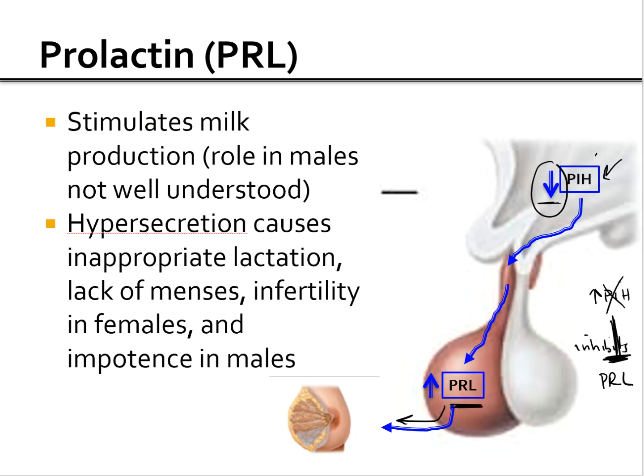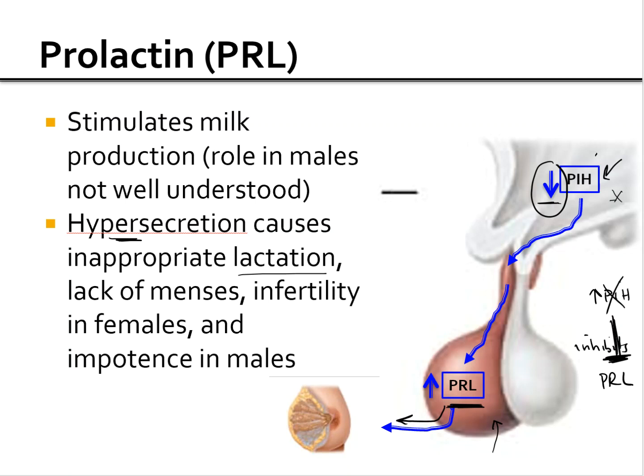But we do know when there's a hypersecretion, when there's too much prolactin, and that can be due to damage to the hypothalamus, or some type of tumor in the pituitary that's causing an overexpression of prolactin and not enough PIH being secreted, we know that there's inappropriate lactation. For example, you could have a woman who is not pregnant but is lactating, and one cause of that could be an increase in prolactin levels.